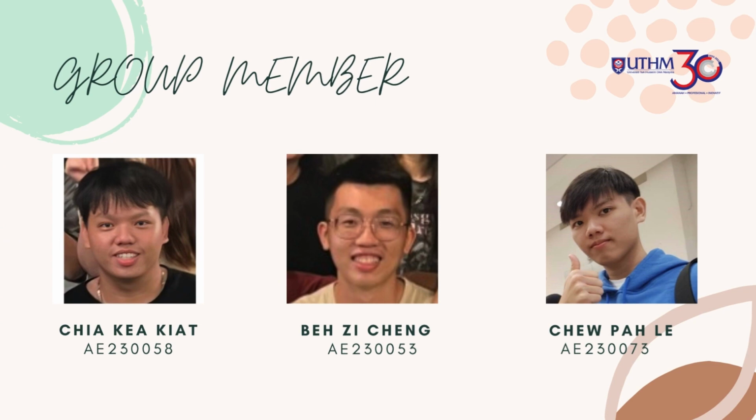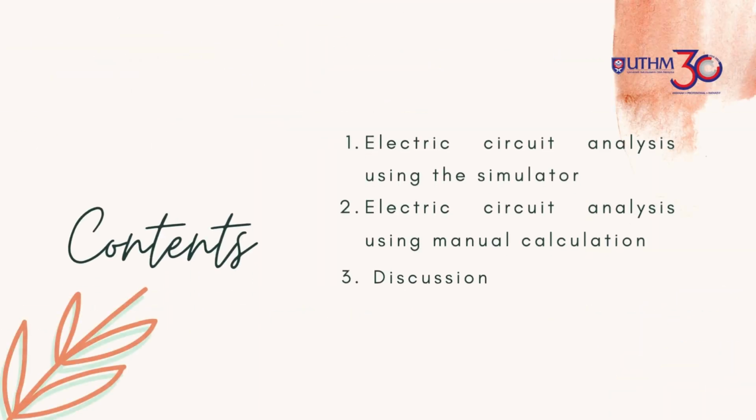First is me, my name is Chakakat, AE230058. Second member is Beji Cheng, AE230053. And the last member is Chupali, AE230073. This is our content. Our content includes 3 items.